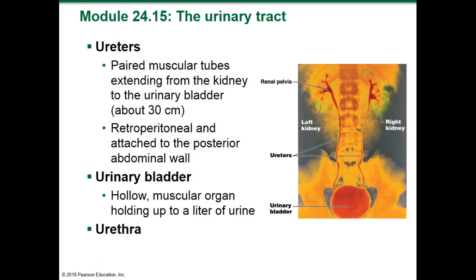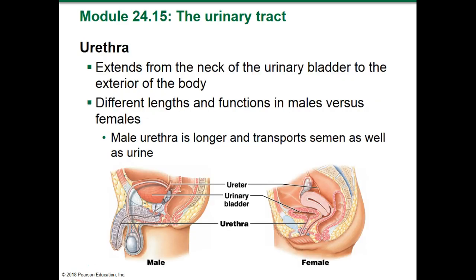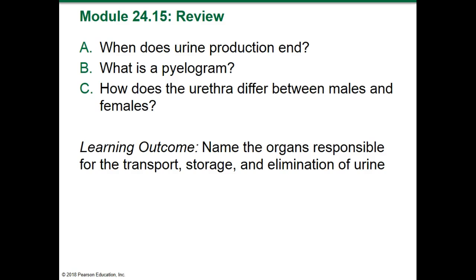So the ureters, of course, join the kidneys to the bladder, paired muscular tubes. They're retroperitoneal. They're attached to the posterior abdominal wall. The urinary bladder is a hollow muscular organ, holds up to 1 liter of urine, and then the urethra, of course, exits from the bladder. The urethra extends from the neck of the urinary bladder to the exterior, and there are different lengths in males and females. The male urethra is longer, transports semen as well as urine. So that's another difference between male and female. In addition to being longer, it also has another function.